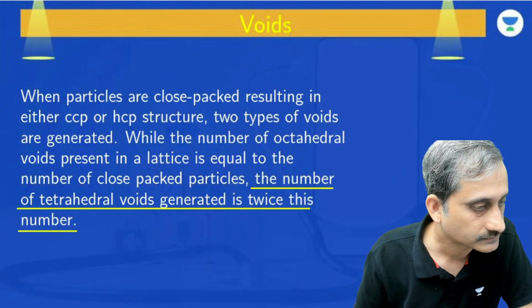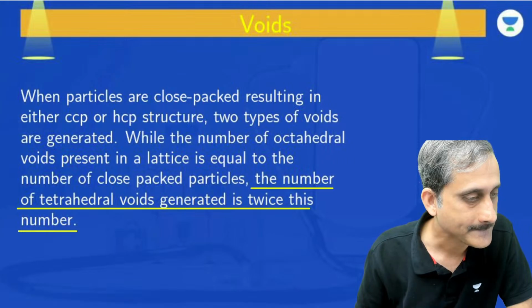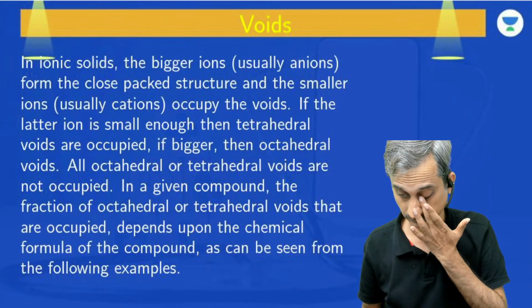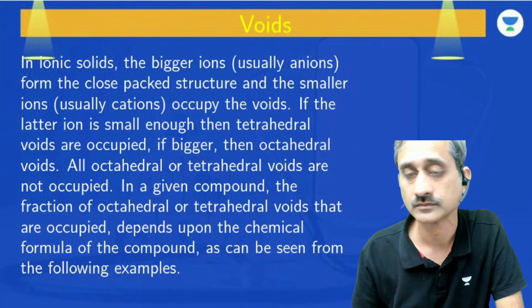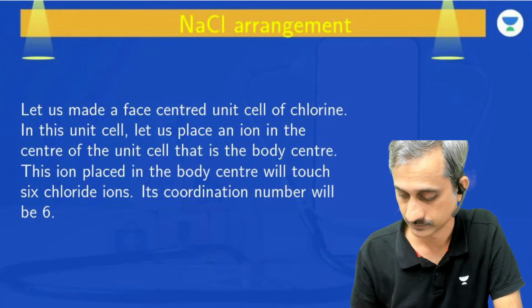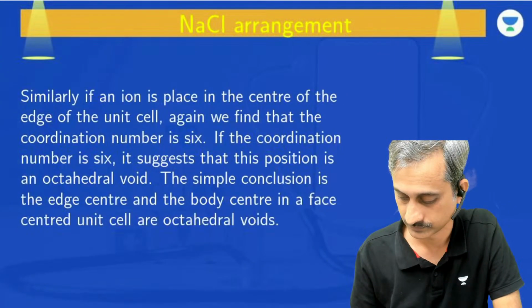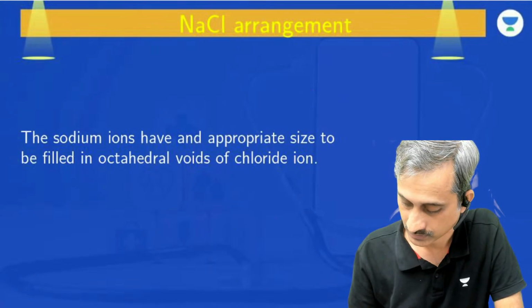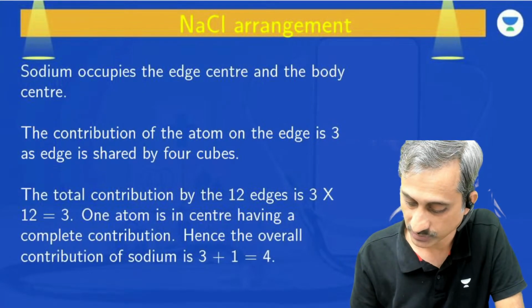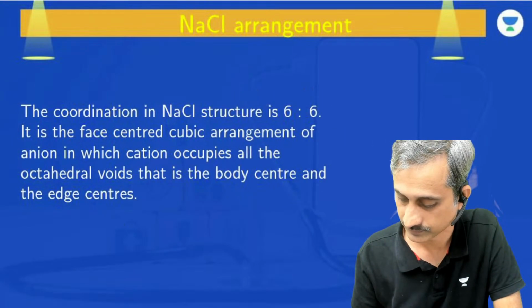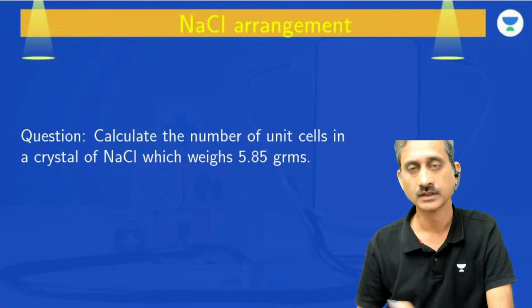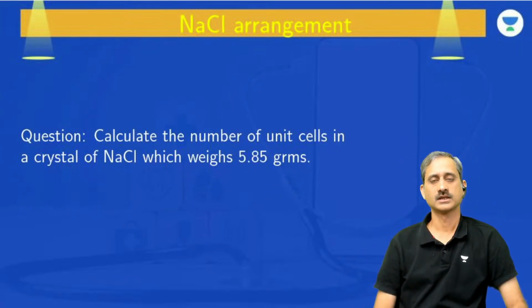Is it clear? So that's what we have as a sodium chloride arrangement. Let's do this question. Calculate the number of unit cells in a crystal of NaCl which weighs 4.85 grams.